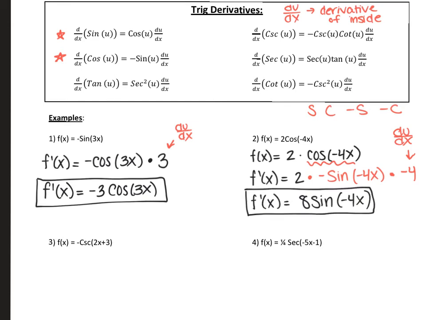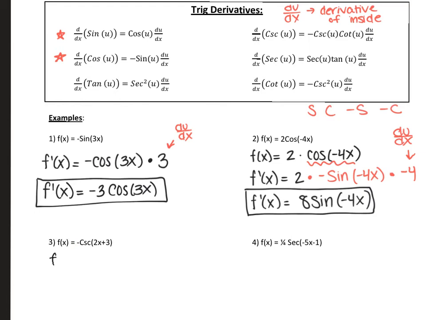Okay, let's look at number 3. Number 3 says, find the derivative of negative cosecant of 2x plus 3. So we have to go over here. The derivative of cosecant is negative cosecant cotangent. But notice, I want to take the derivative of negative. So we're going to do the same thing that we did in all the other problems.